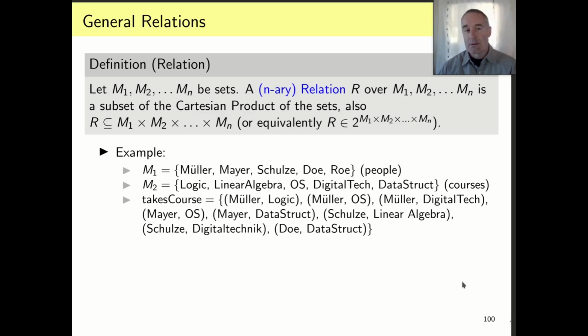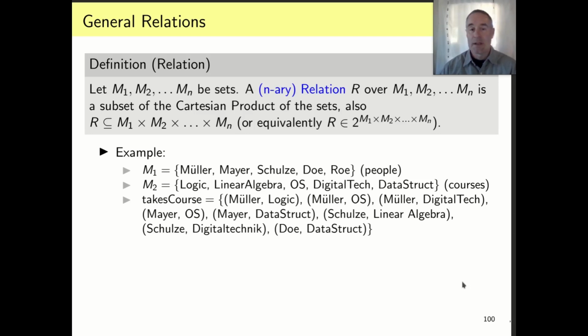So let's take a particular example. If we have two sets, a set of people, Müller, Meyer, Schultz, Doe, and Rowe, and a set of courses, logic, linear algebra, operating systems, etc., then all the possible relationships are just the Cartesian product of sets M1 and M2. So Müller could take logic, linear algebra, operating systems, digital technology, and data structures, etc. The actual relationship is going to be some subset of that.